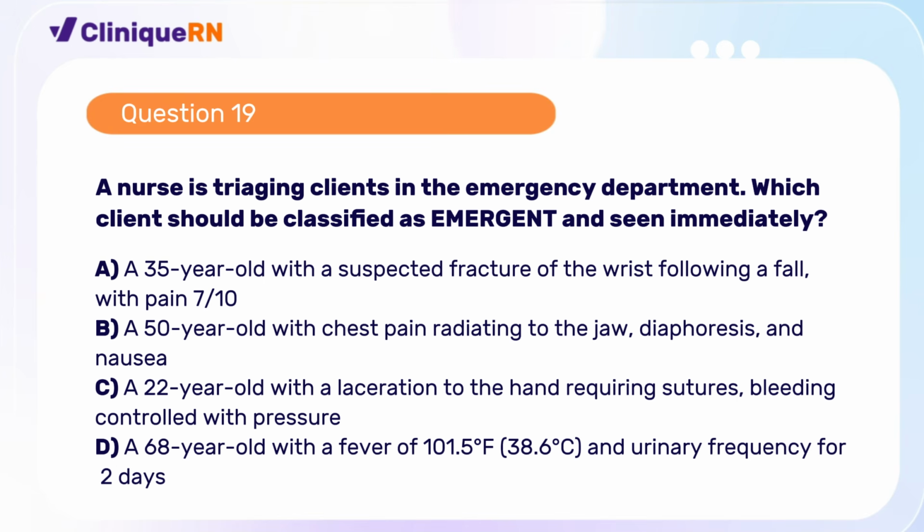C. A 22-year-old with a laceration to the hand requiring sutures, bleeding controlled with pressure. D. A 68-year-old with a fever of 101.5 degrees Fahrenheit or 38.6 degrees Celsius and urinary frequency for 2 days. The correct answer is B. A 50-year-old with chest pain radiating to the jaw, diaphoresis, and nausea.